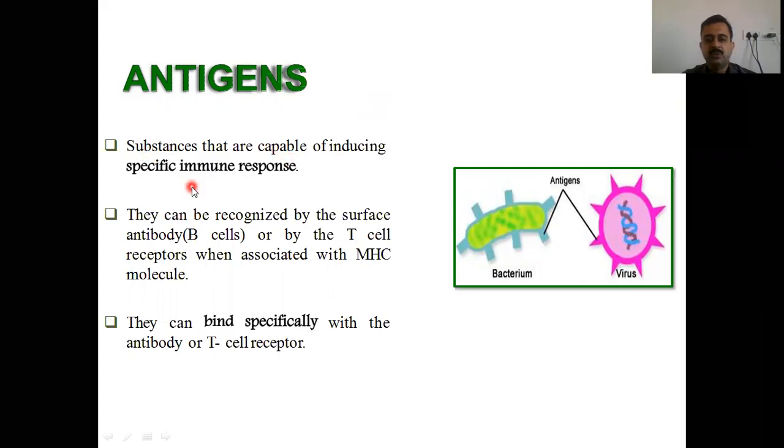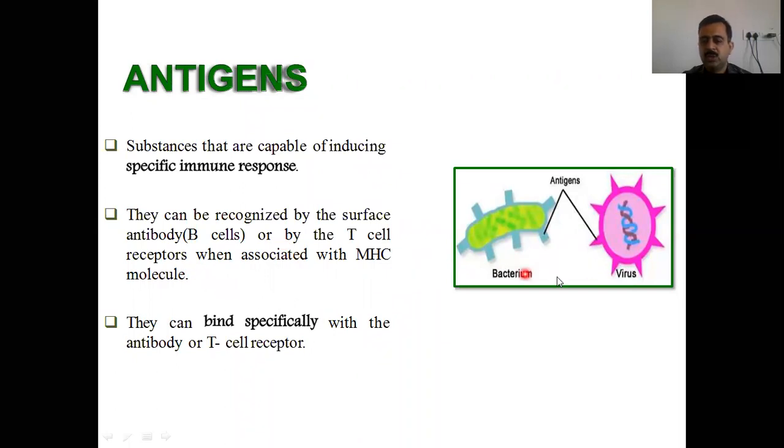Substances that are capable of inducing a specific immune response are called antigens. This is a very basic definition of the immunological term antigen. Antigens are substances able to elicit or start a specific immunological response. They can be recognized by surface antibodies or by T cell receptors when associated with MHC molecules.